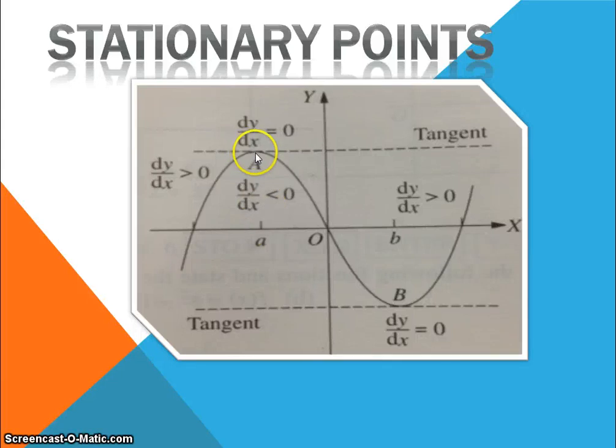Stationary points are points where the gradient of the tangent will be 0. In other words, the derivative will be equal to 0 and the tangent will be horizontal to the x-axis.